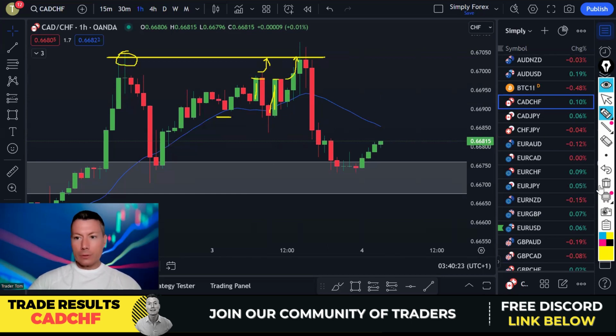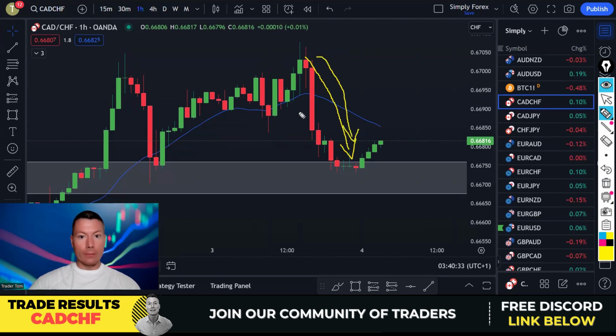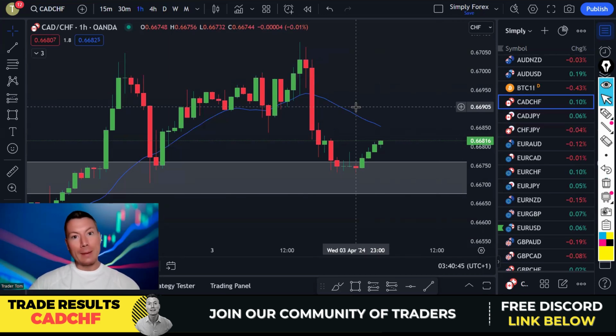So it was tricky to trade Canadian dollar, Swiss franc. And then, like I say, that Canadian dollar weakness just meant that the price comes storming down. And you would have got stopped out of any of those trades, unless you put your stop below here. All right, guys, so no trade on Canadian dollar, Swiss franc. So those were the trades from yesterday.